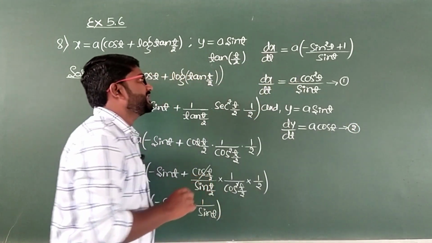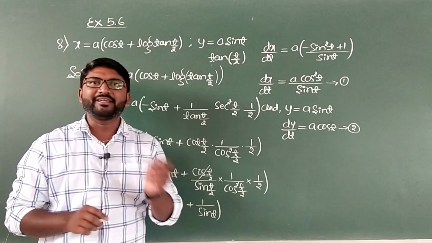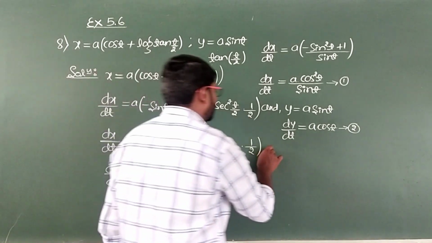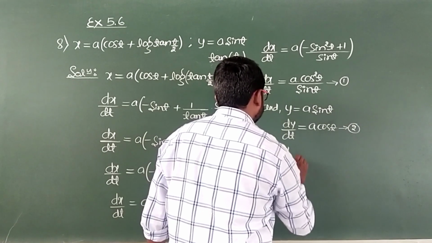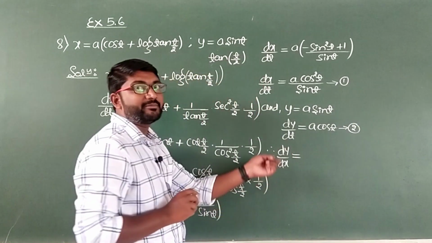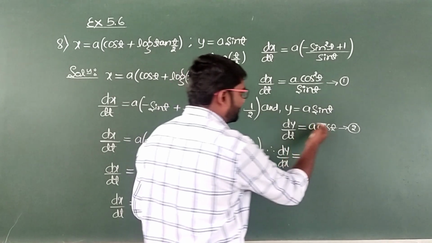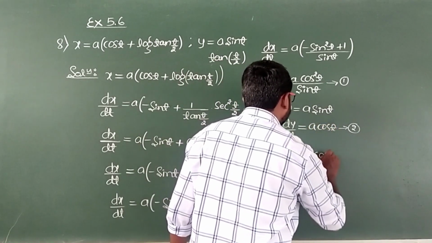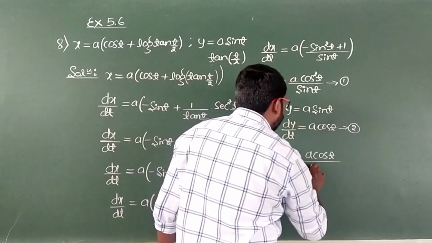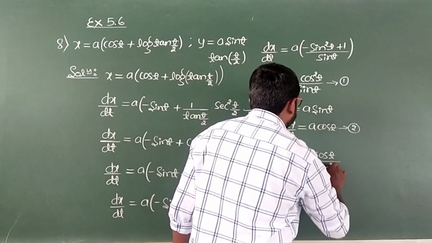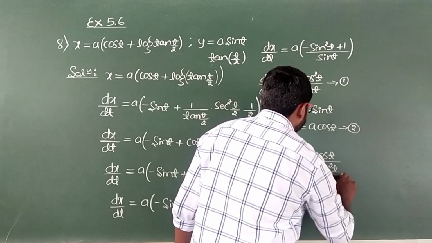Now we will have to substitute equation 1 and equation 2 in dy by dx. Therefore dy by dx which is equals to, I'll be writing dy by dt whole divided by dx by dt. Dy by dt is nothing but a cos t divided by dx by dt. It is a cos square t divided by sin t.